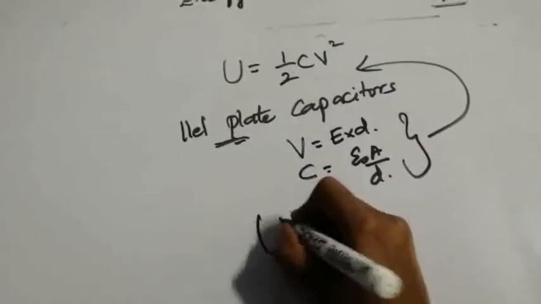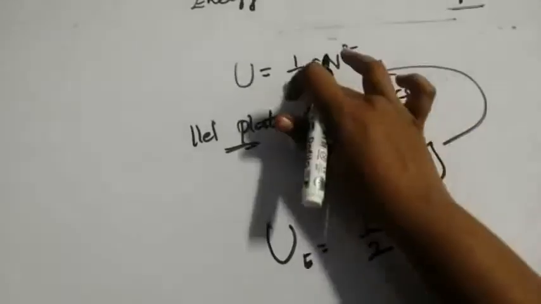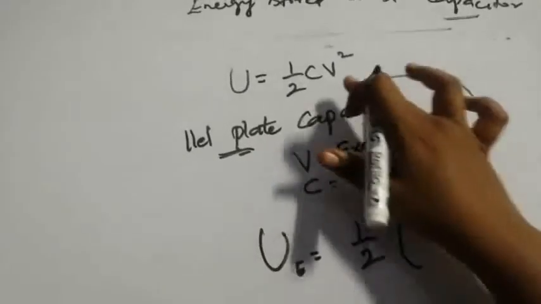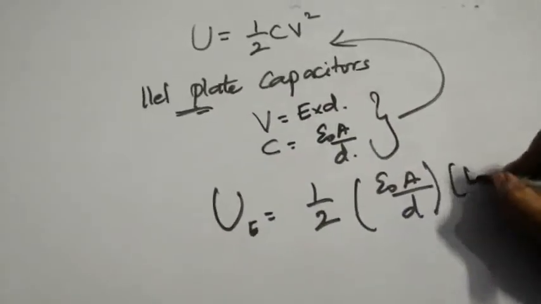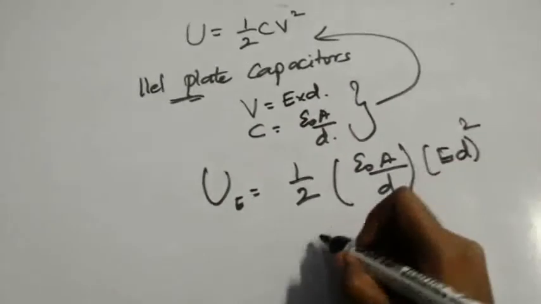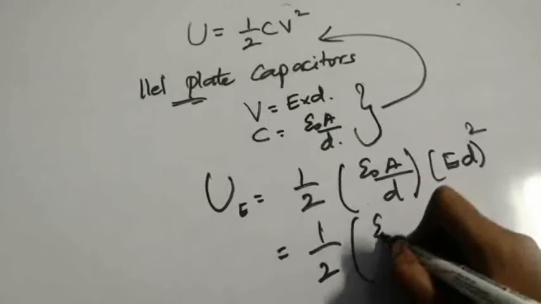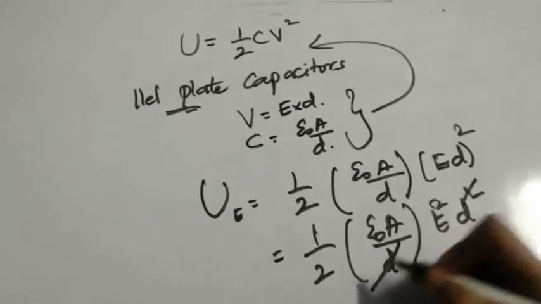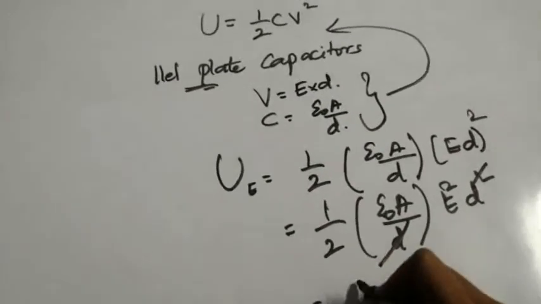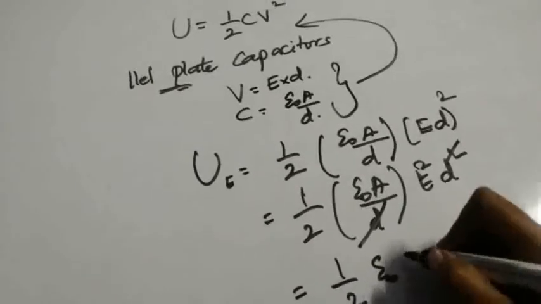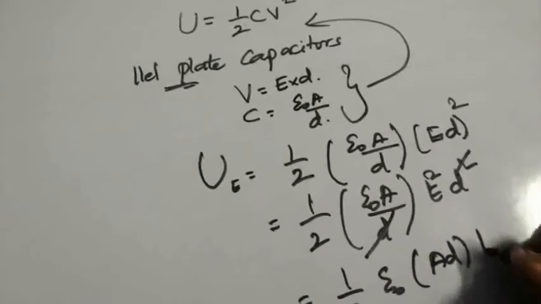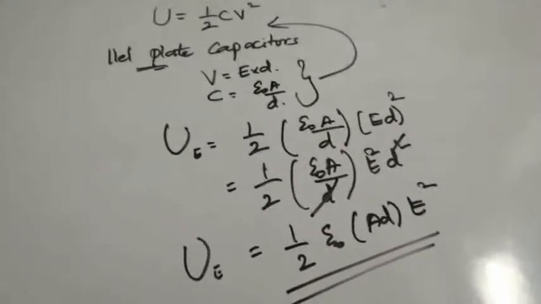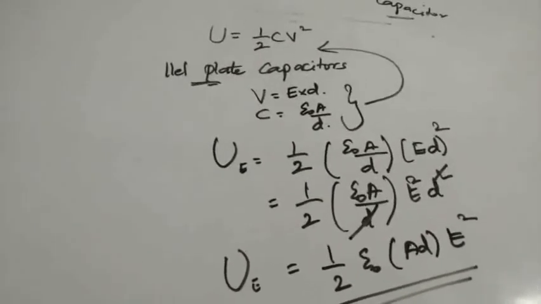So when you write it, U is equal to 1 by 2, instead of C, epsilon naught into A by D, and for V it is E into D, so E into D the whole square. So simply 1 by 2 epsilon naught A by D into E square D square. One D and the D get cancelled off. So it is 1 by 2 epsilon naught into A D into E square, which is my potential energy for parallel plate capacitors. I hope you have understood.